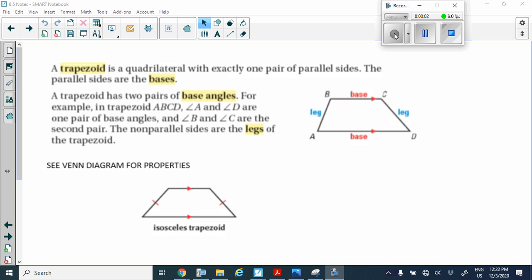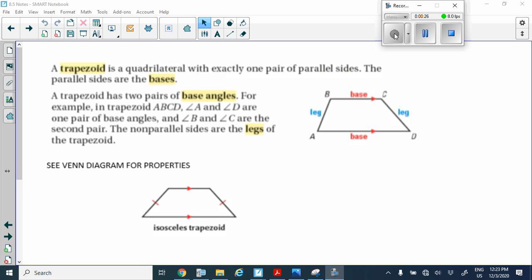Hey guys, so here is part 1 of the 8.5 notes. We are now going to be talking about the other two types of quadrilaterals for this chapter. It's going to be trapezoids and kites. So make sure that you have already filled out the entire quadrilateral family tree, especially for trapezoids and kites. We're going to be using that basically to talk about the different properties and then use that to solve for angles and sides.